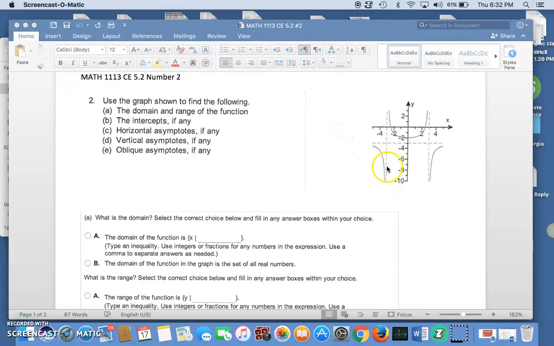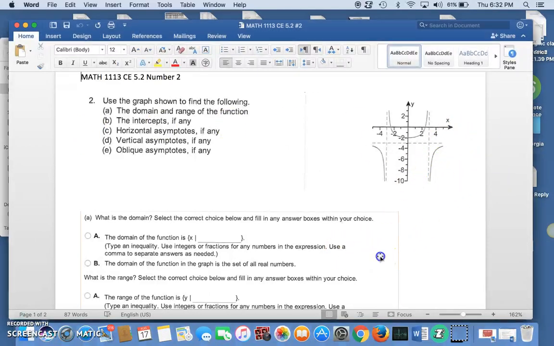Otherwise, it goes on into here, goes through here, here. Domain is read left to right, basically. So we start at negative infinity. We have a hiccup at -3, and then we keep going till we have another hiccup at +3, and then it keeps going. So your domain is all real numbers except 3 and -3.